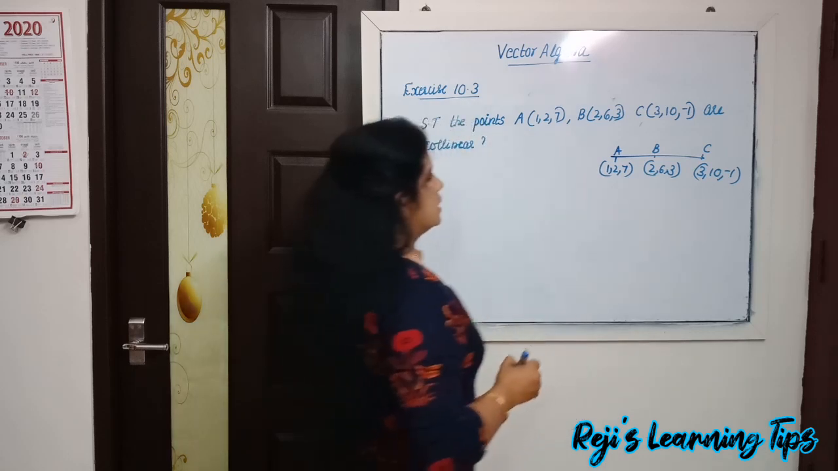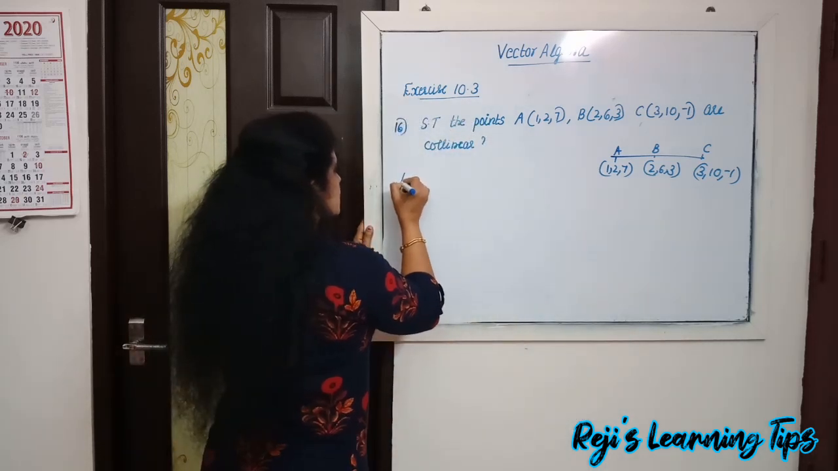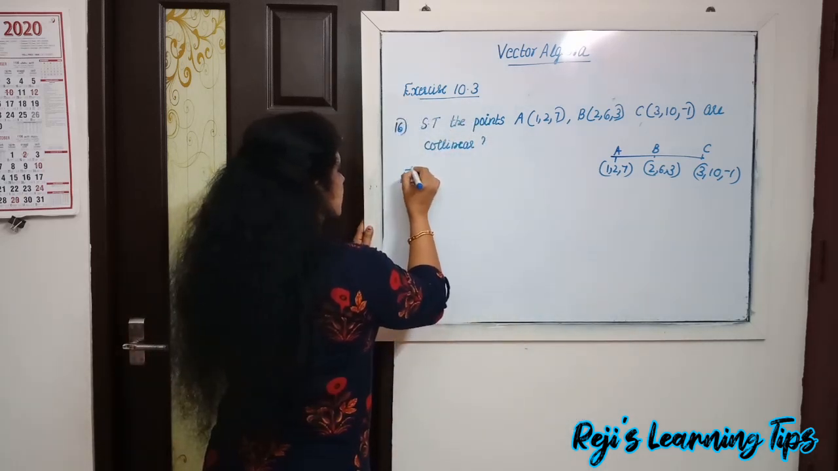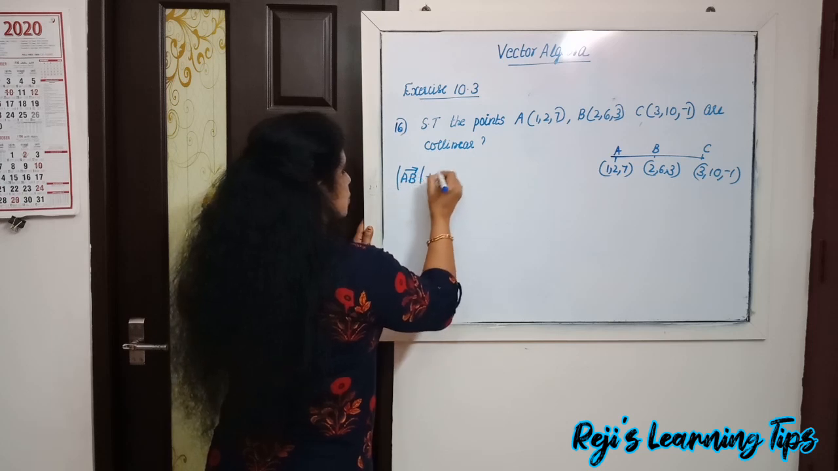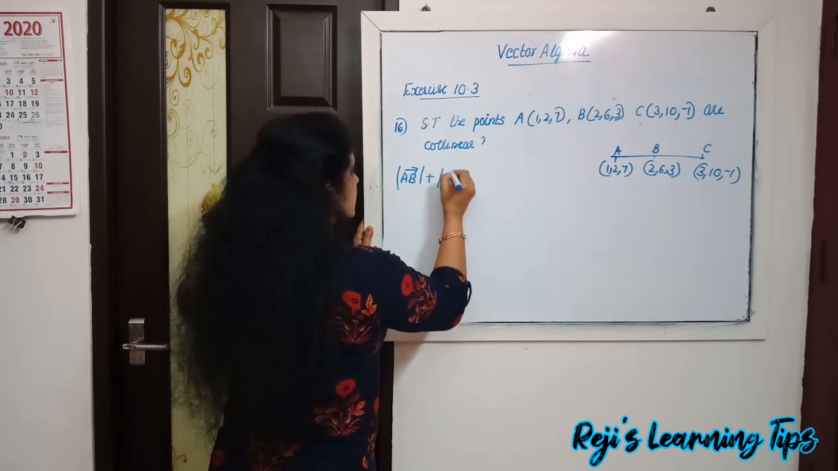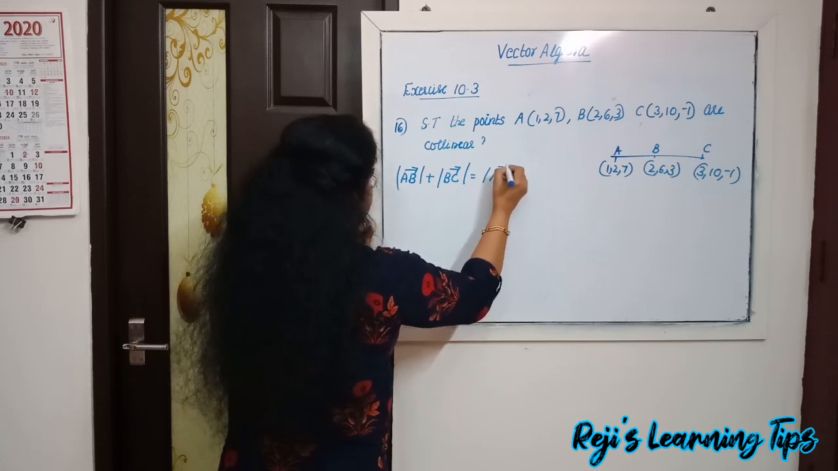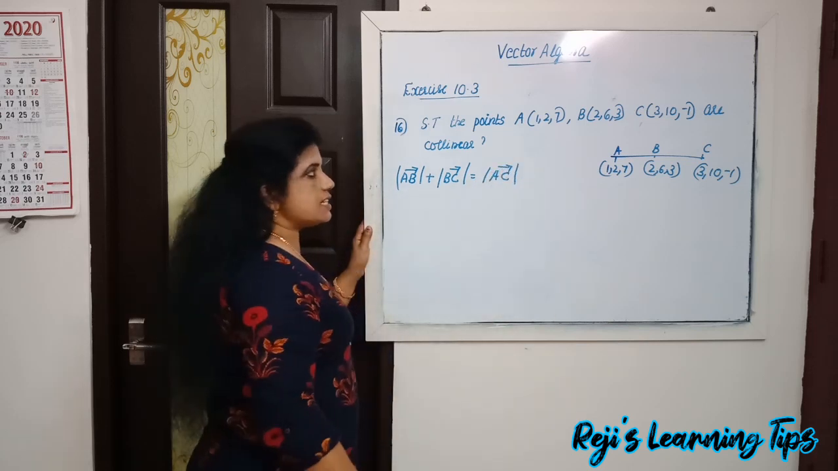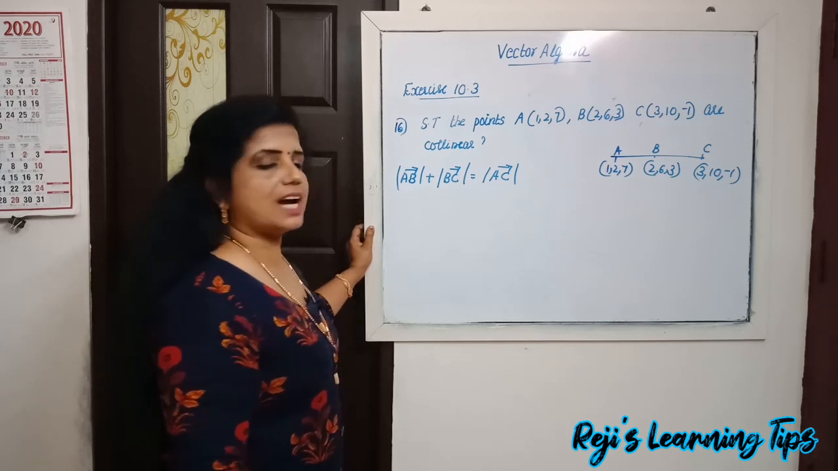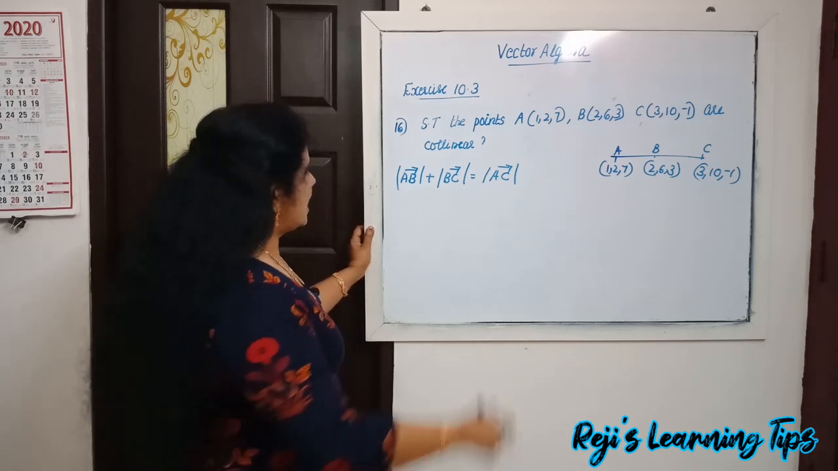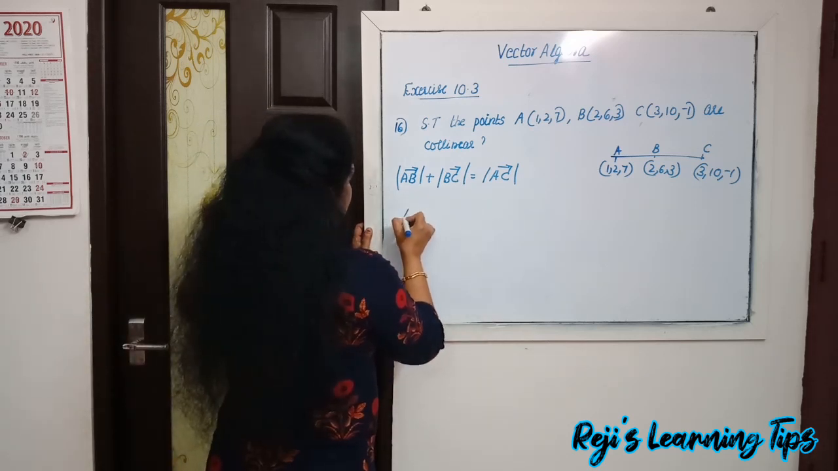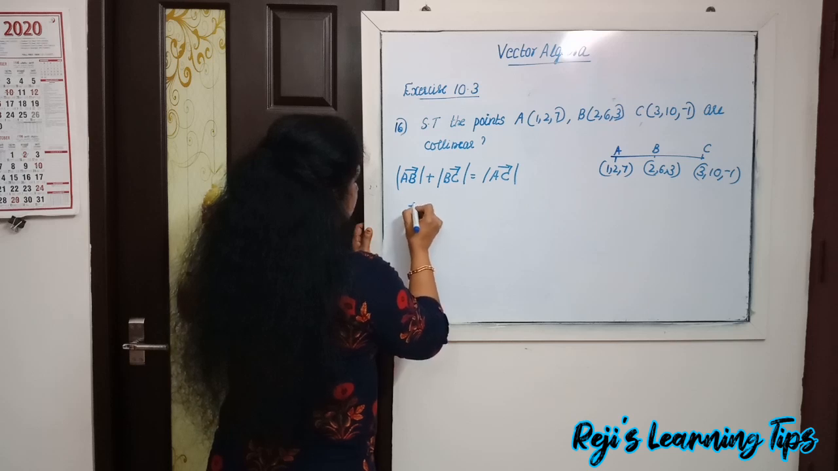Okay, if modulus of vector AB plus modulus of vector BC is equal to modulus of vector AC, then we can say that the points A, B, C are collinear. Okay, how can we show this? First we should find vector AB.